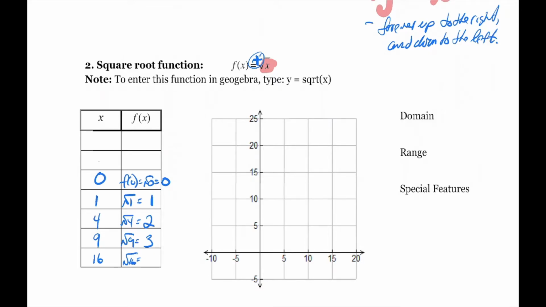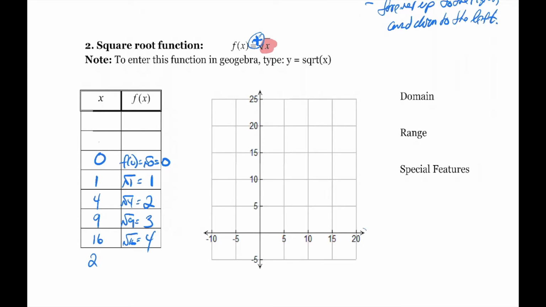And maybe we'll look at one more because I can't see in the graph here. We do want to go up a little bit. So in this case, we're going to go root 25. That's going to be 5.